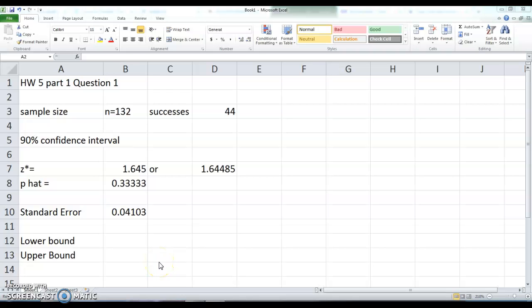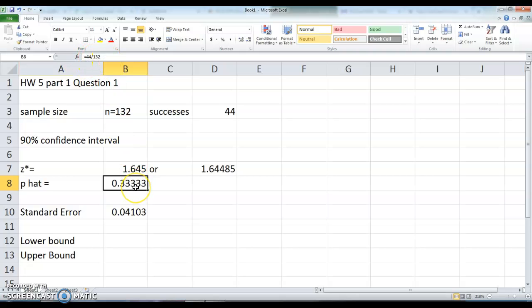So we want to make a 90% confidence interval. We know that the sample size is 132, and out of them, there are 44 successes. We have to figure out what our p hat value is first. So I did that. P hat is equal to 44 divided by 132. You can see that up here.